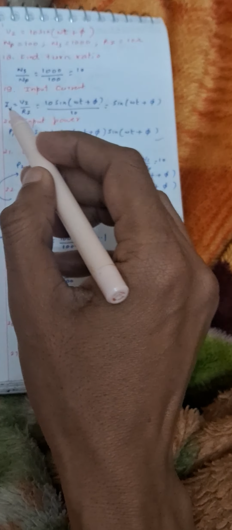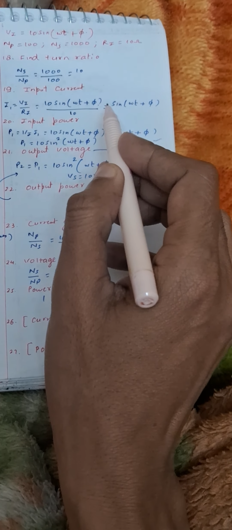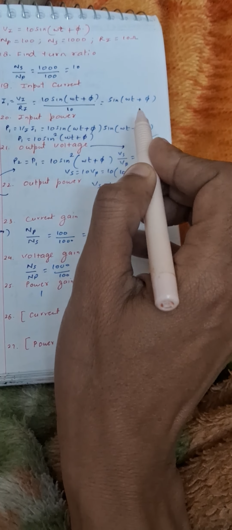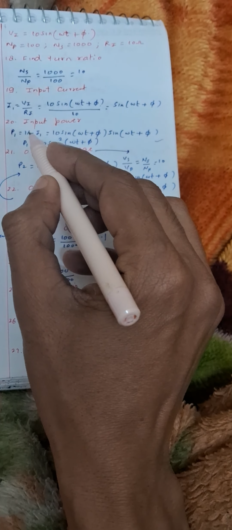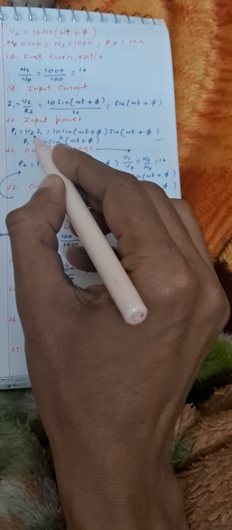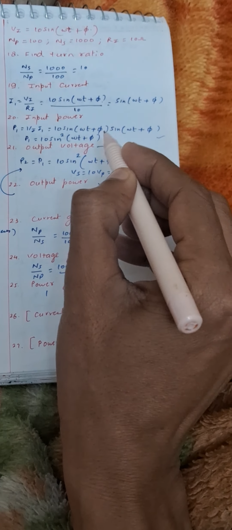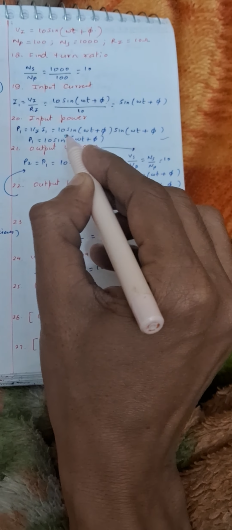Next is input current. So current is voltage by resistance. Voltage is 10 sin(omega t plus phi). Resistance is 10. So that gives sin(omega t plus phi). Next is input power. So input power is voltage into current. Voltage is 10 sin(omega t plus phi), current is sin(omega t plus phi). So that gives the expression power as 10 sin square(omega t plus phi).